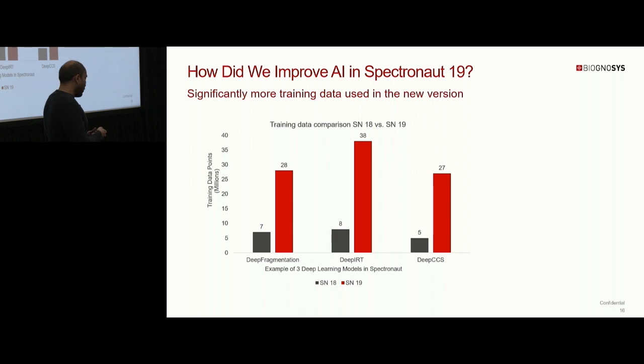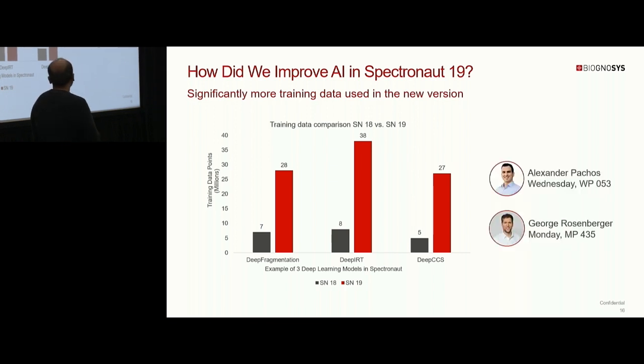And we also, it's not working well. We also improved the design of deep learning models, so you can learn a bit more about this at the posters we have on this topic. So based on this, what were the improvements we had for deep learning models?